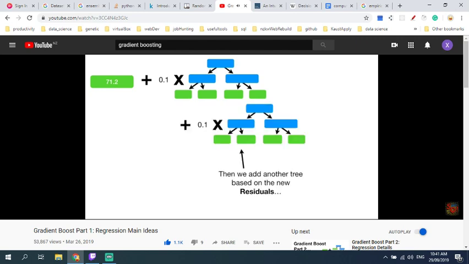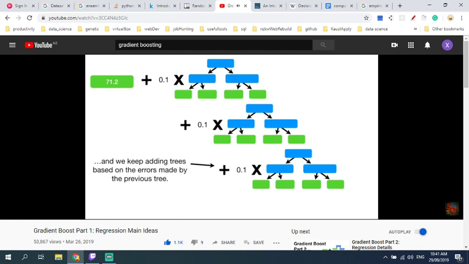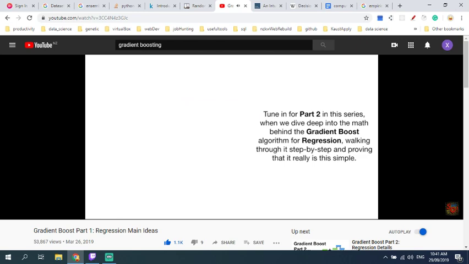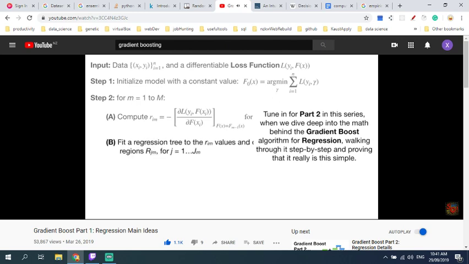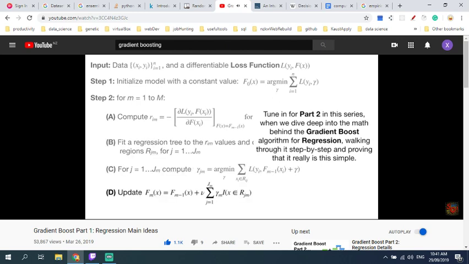Then we add another tree based on the new residuals. And we keep adding trees based on the errors made by the previous tree. That's all there is to it. Bam. Tune in for part 2 in this series when we dive deep into the math behind the gradient boost algorithm for regression, walking through it step by step and proving that it really is this simple.